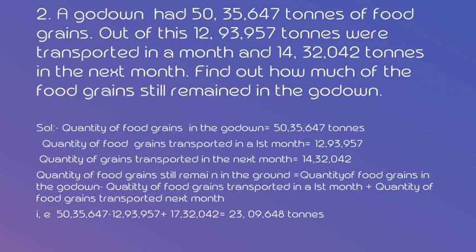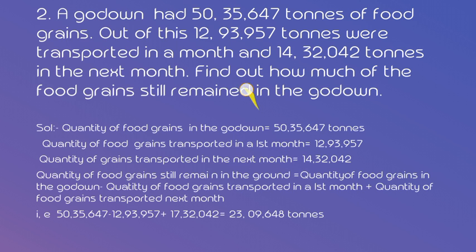So here children, as I have told, tons is the measuring unit of weight. So here we are knowing the quantity. It is telling the quantity. Quantity means how much grain is there. So we'll write the step in this way. Quantity of food grains in the godown. How much food grains in the godown? That is 50,35,647. How much grain was there in the godown? 50,35,647 tons, right? Now, quantity of food grains transported in the first month.